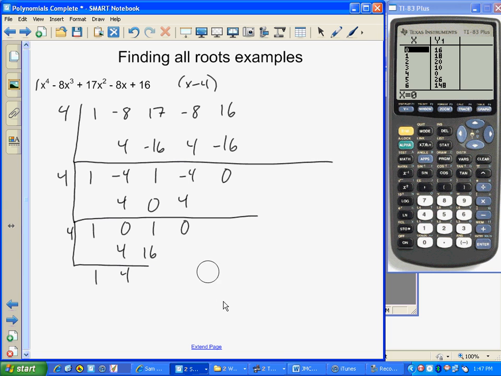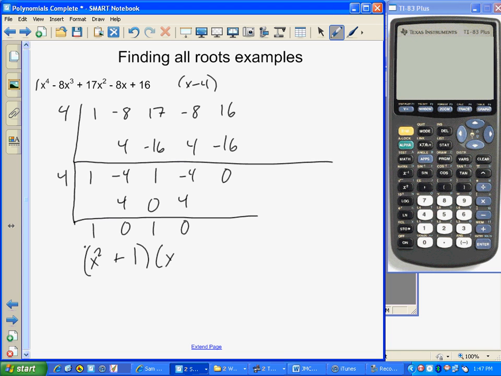So I don't want any of this stuff. I want to stop back up here where I knew it came out. So this leaves the coefficient of 1 in front of my x squared. I have no x's, and I have one constant. So this is what's left over after I took out x minus 4 two times. So to get my other two roots, I'm going to set this equal to 0 and solve it.